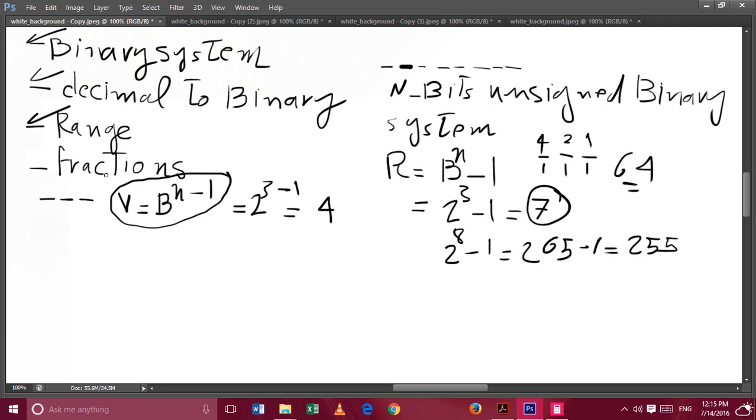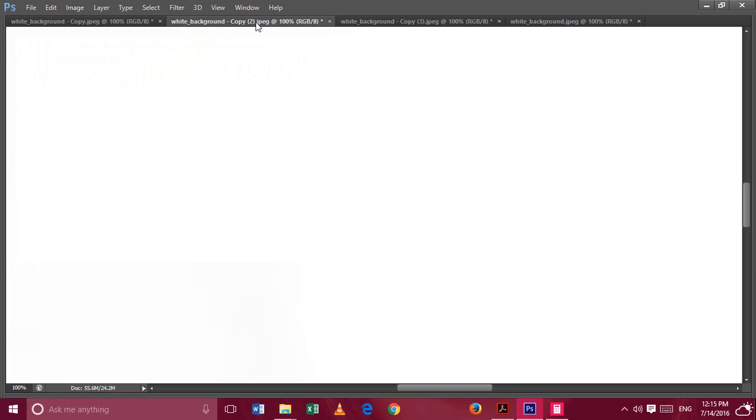Now that we are done with this, we go to our next topic, which is fractions. In the decimal system, you might have a decimal point, right? And you have places to the right of the decimal point. The same thing happens in the binary system. In the binary system, we have places to the left, and we have places to the right of this point.